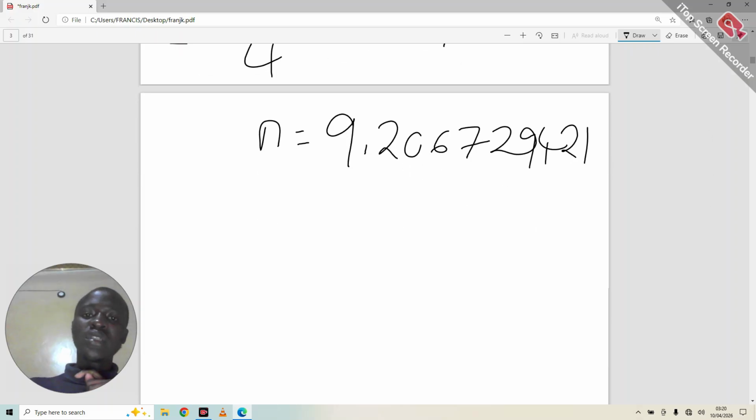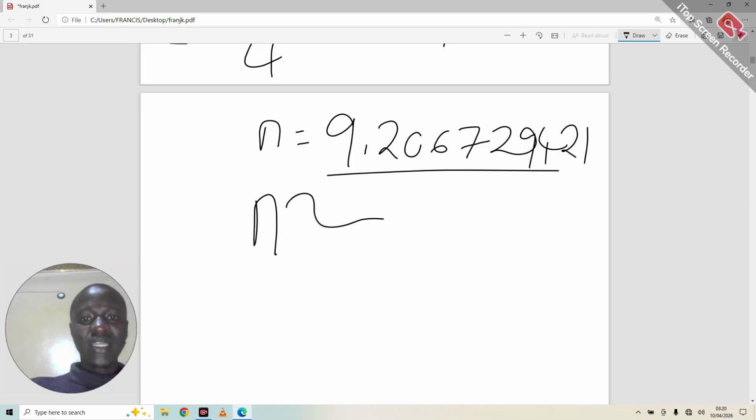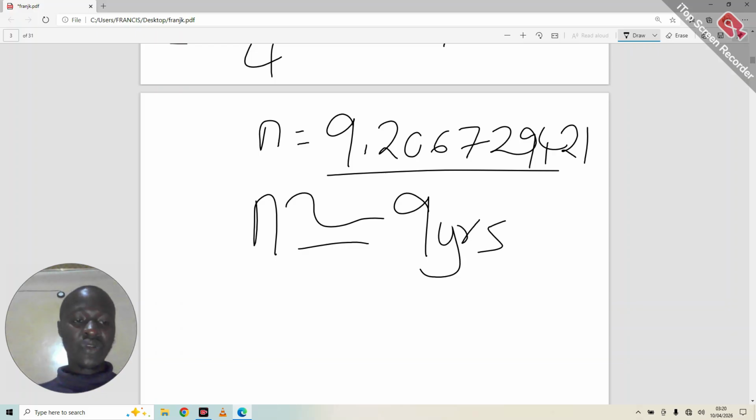But remember the question asked, during which year? Most of the students, and before I say something again, have you ever seen a number of years as 9 point something like this? Like 9.2 years, 9.45 years, something like that doesn't exist. And that is why sometimes I tell you that mathematics is always a reality. You have to deal with reality. So having this n, we can approximate it to something like 9 years. That's the duration, the period.